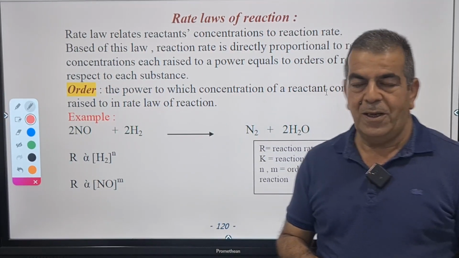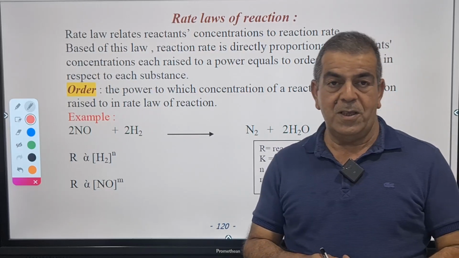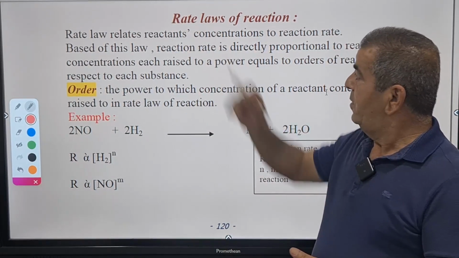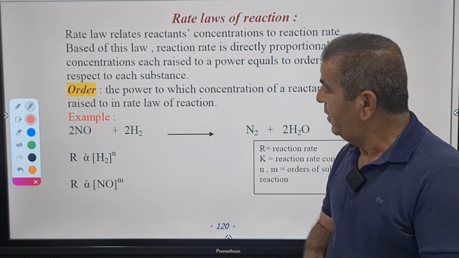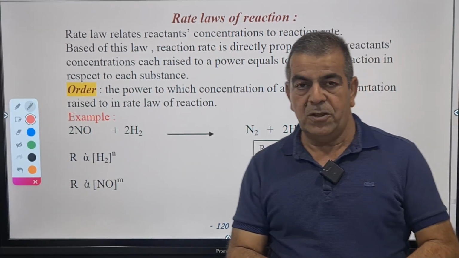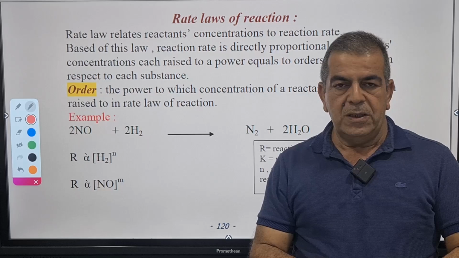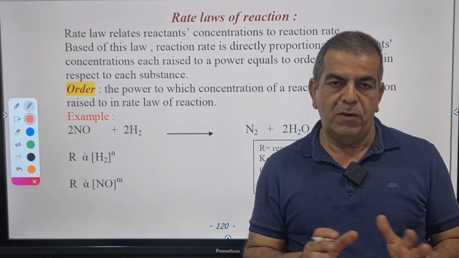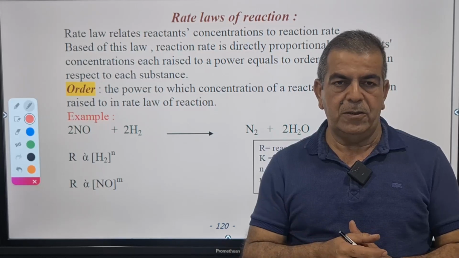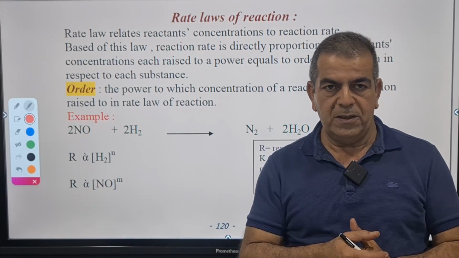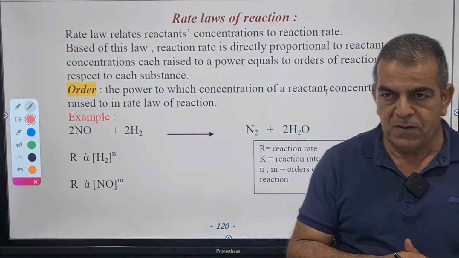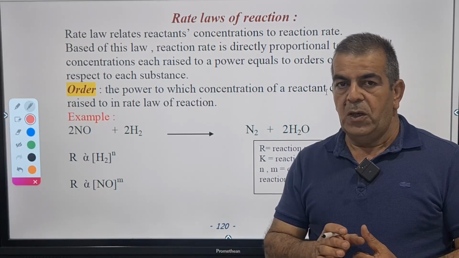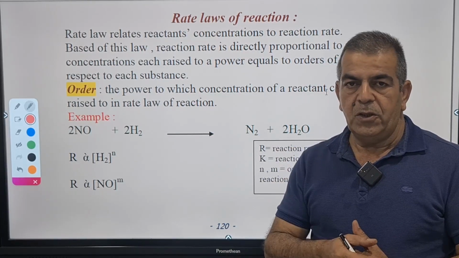Today we're going to have the second part of section 2 and chapter 5, and it is rate law of reaction. What is the rate law of reaction? Rate law of reaction is simply a law that relates concentration of reactants with the rate. So it involves the concentration of reactants each raised to a power equals its order.